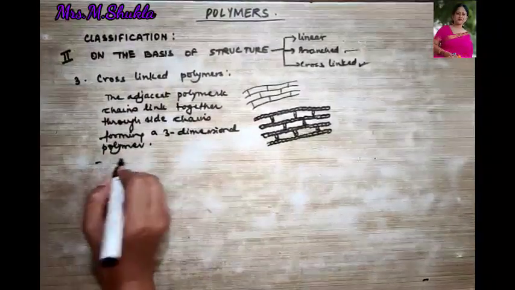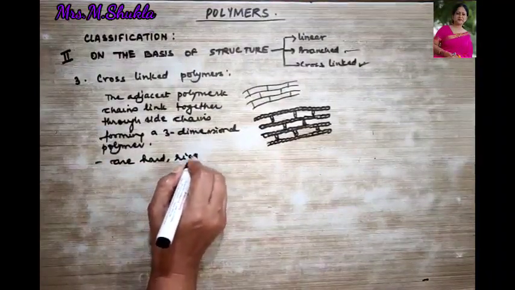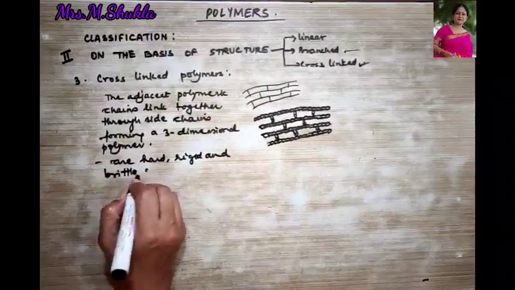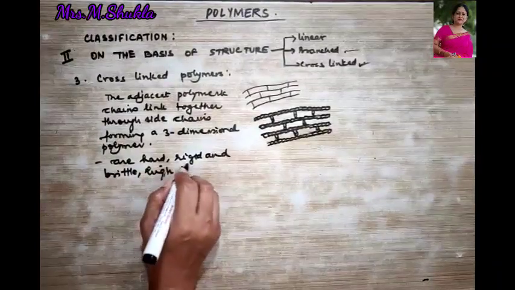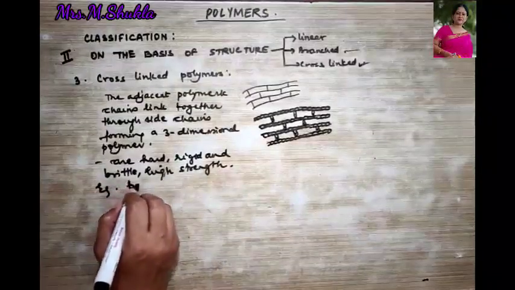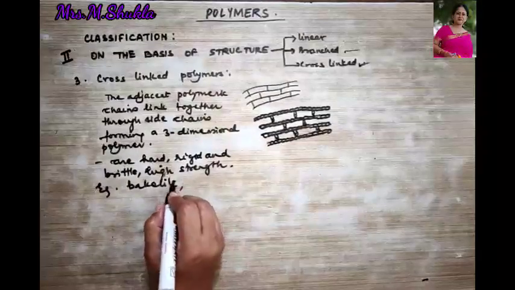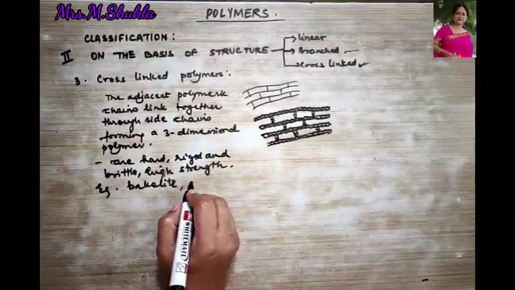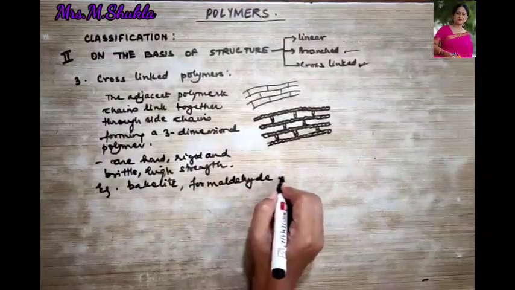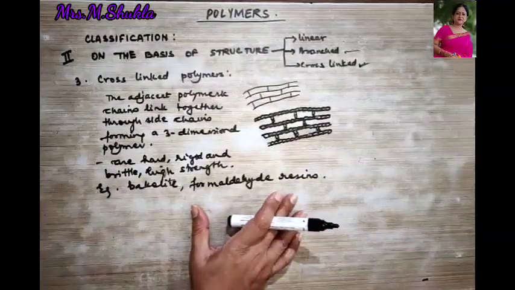Is this clear? Then as I told you, they are hard, they are rigid and brittle also. They have high strength. So an example could be your bakelite. What are they? They are cross-linked polymers. Then even the formaldehyde resins, etc. These are your cross-linked polymers.